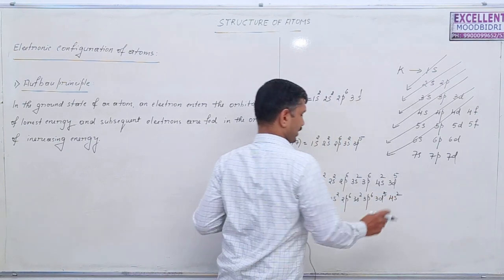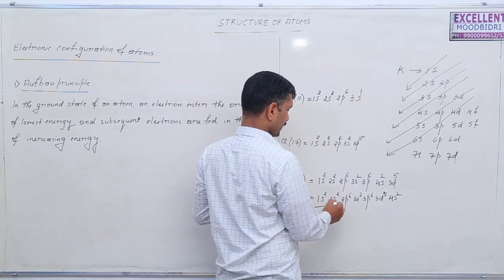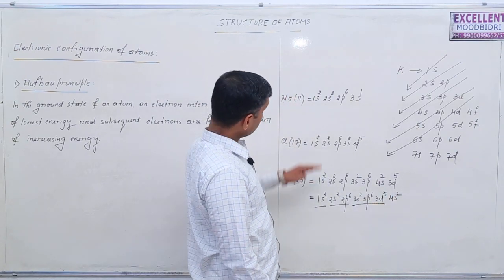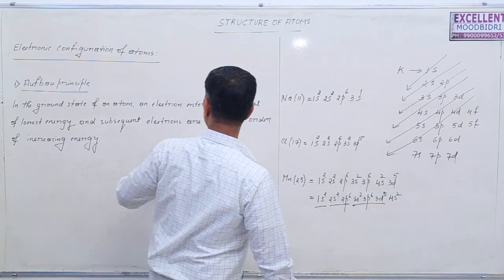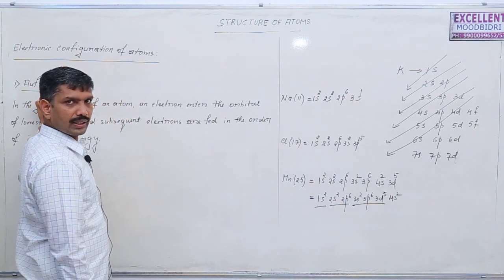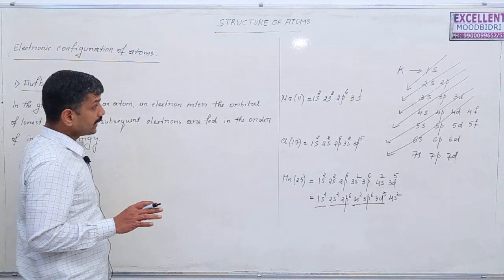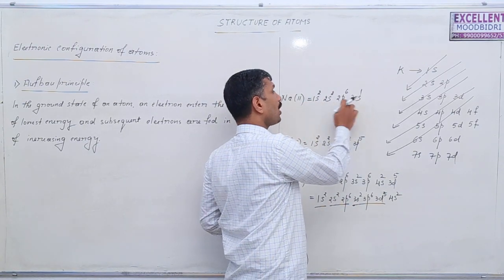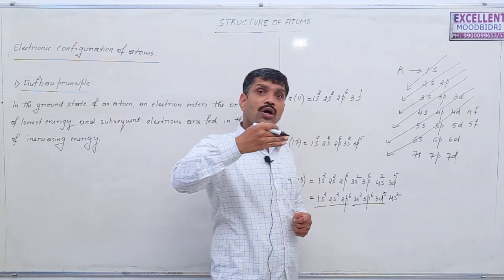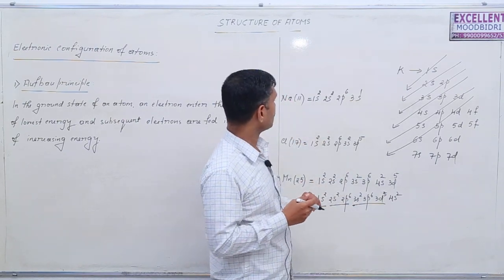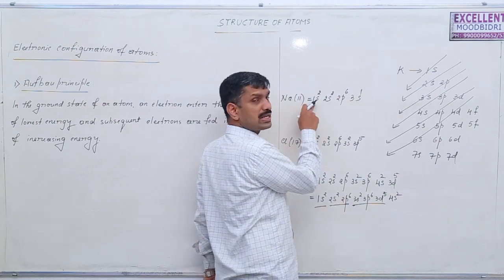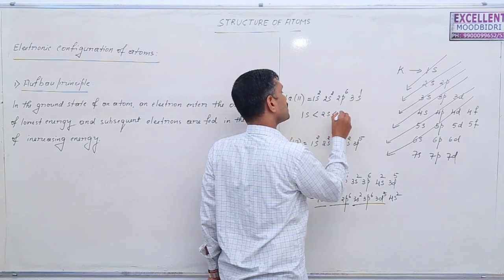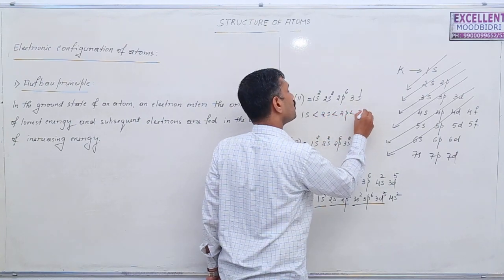In this pattern we can write it, because this is the K shell, this is the L shell, this is the M shell, next the N shell. But this filling of electrons takes place according to this principle. The principle states that in the ground state of the atom, electrons enter into various available orbitals in the increasing order of energy. In the case of sodium, the electron first enters the 1s orbital because its energy is least. Next it enters the 2s, next the 2p, next the 3s. This order is followed.